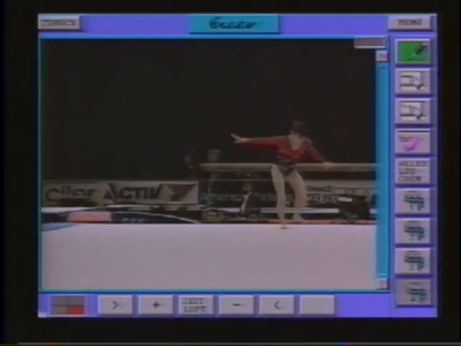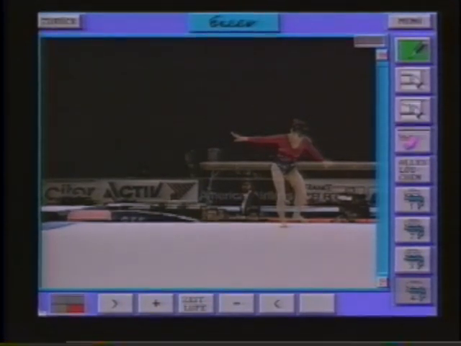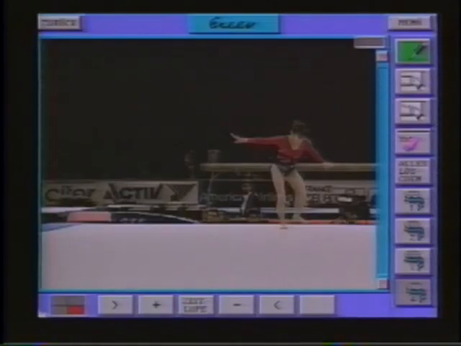Tsukahara on floor D, main deficiencies. 2 opened legs, minus 0.1. Deep landing, minus 0.1. Large step, minus 0.1. In total, minus 0.3. No bonus points for extra D.